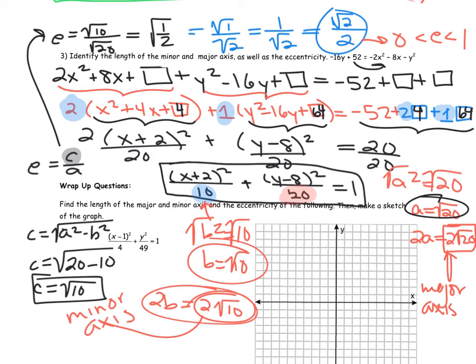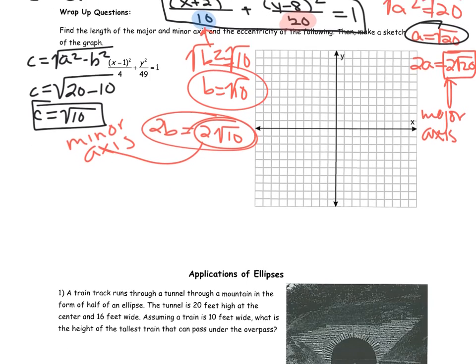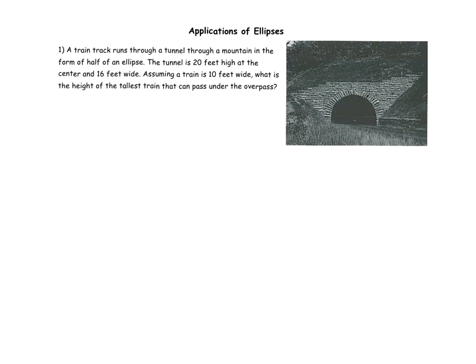All right, guys, last problem of the day. We are going to take a look at this application of an ellipse. This is actually a really, really cool problem. I'm excited to show you it. All right, so we have a train track that runs through a tunnel through a mountain in the form of half of an ellipse. So this is half of an ellipse right here.